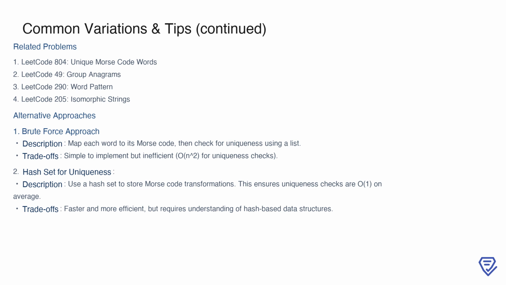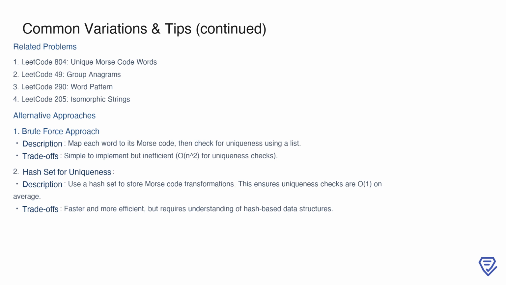When it comes to alternative approaches, the brute force method is one option. In this approach, you map each word to its Morse code and then check for uniqueness using a list. While simple to implement, it's inefficient for larger inputs because the uniqueness checks can take O(n squared) time. A more efficient alternative is to use a hash set for uniqueness. By storing the Morse code transformations in a hash set, you can perform uniqueness checks in O(1) on average. This approach is not only faster but also demonstrates a strong understanding of hash-based data structures, which is often valued in interviews.